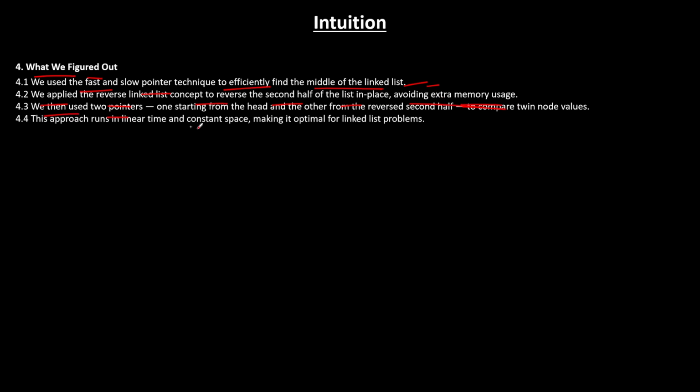We then use two pointers, one starting from the head, the other starting from the reversed second half, to compare the node values. Now, this approach runs in linear time complexity and constant space, making it optimal for this linked list problem, right?